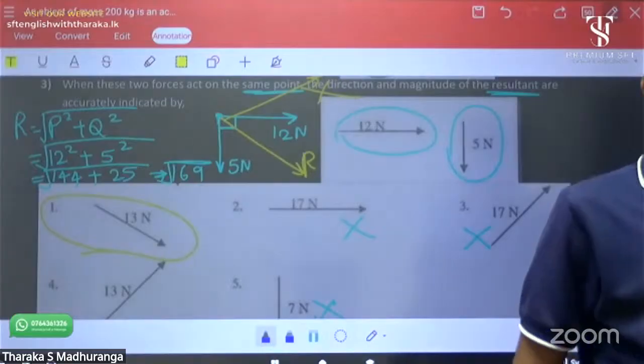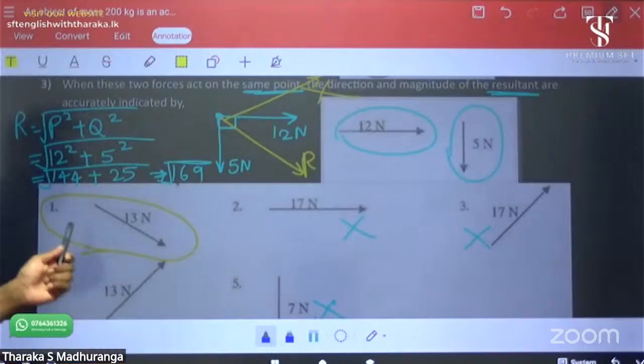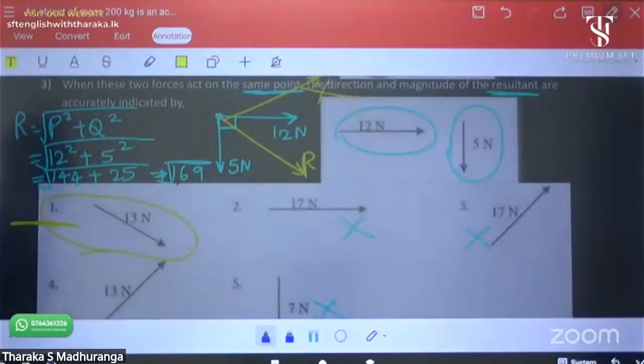Okay. Who got this correct? Answer number 1. Who got this correct? Question number 3. Amina, correct?